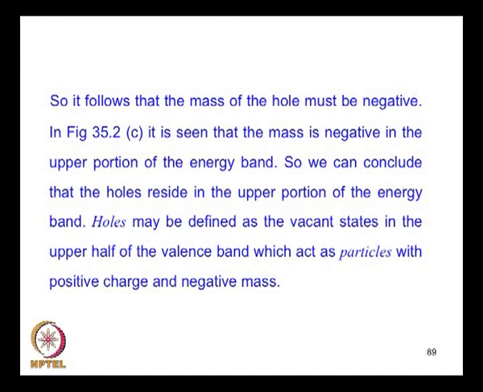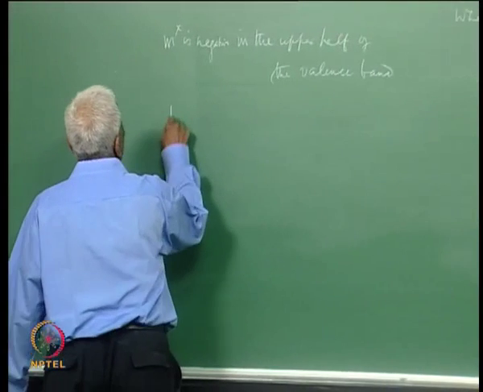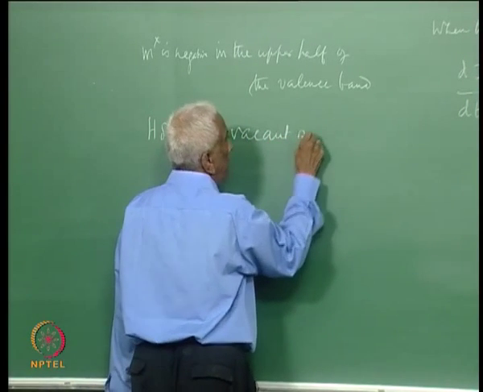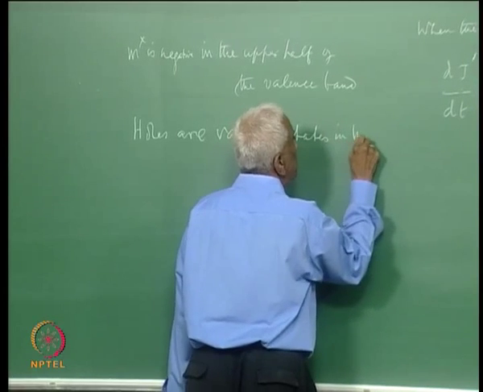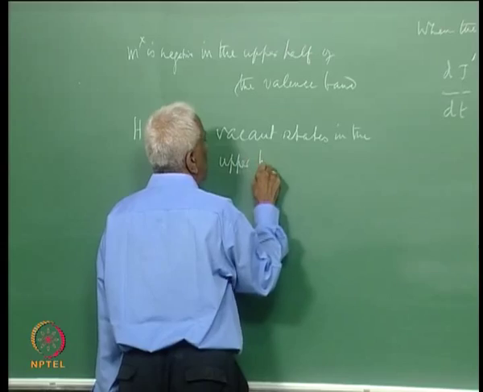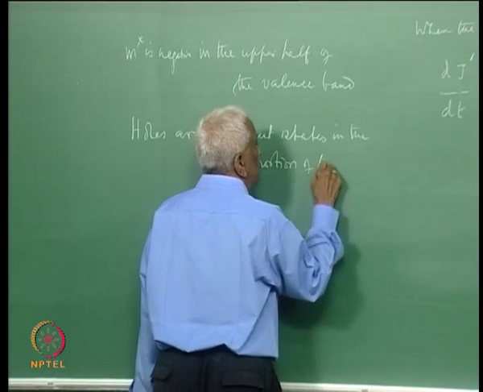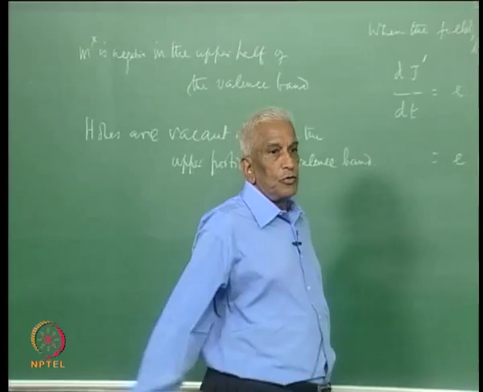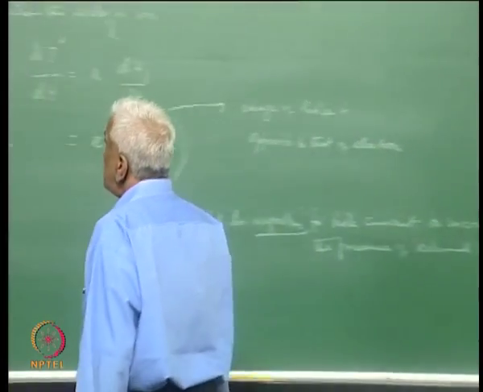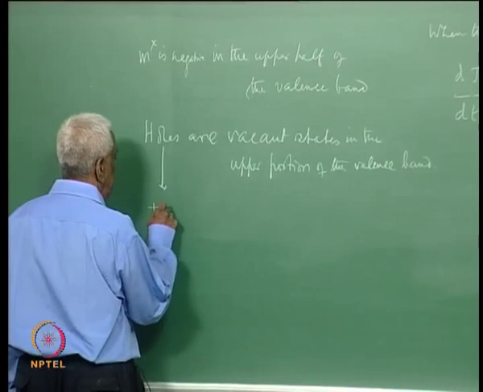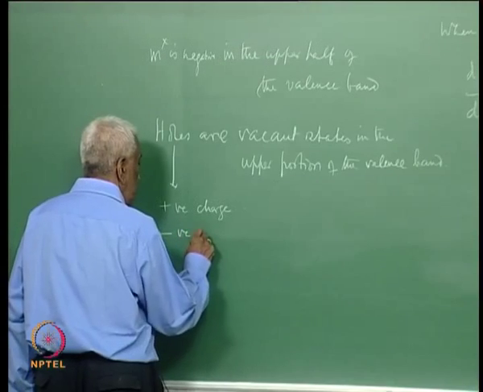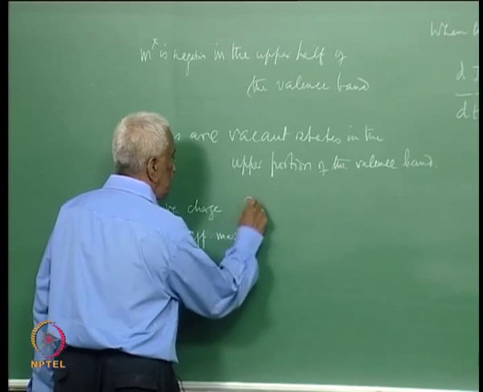The holes reside in the upper portion of the energy band, the valence band. So, holes are thus defined as vacant states in the upper portion of the valence band, where the effective mass is negative. So, they have a positive charge and negative mass. They have a charge opposite in sign to that of the electron and negative effective mass. These are the two characteristics of holes.